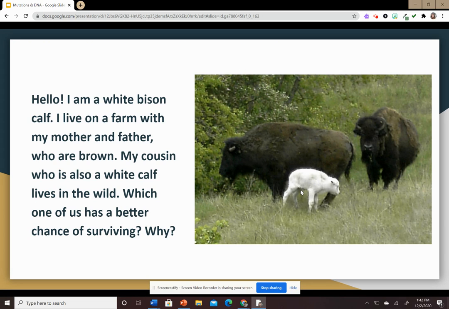Well, why? Wolves, coyotes, larger predators are going to go after these bison. And what's going to be easier to see? The brown bison running around or this bright white bison? So that is when it becomes a harmful mutation because it's going to hurt its chance of surviving.